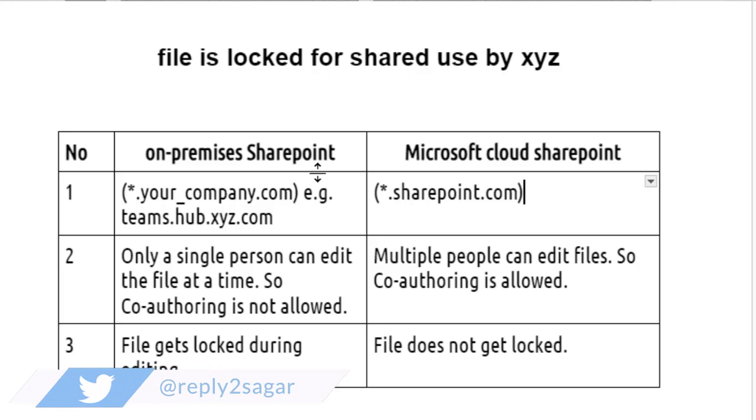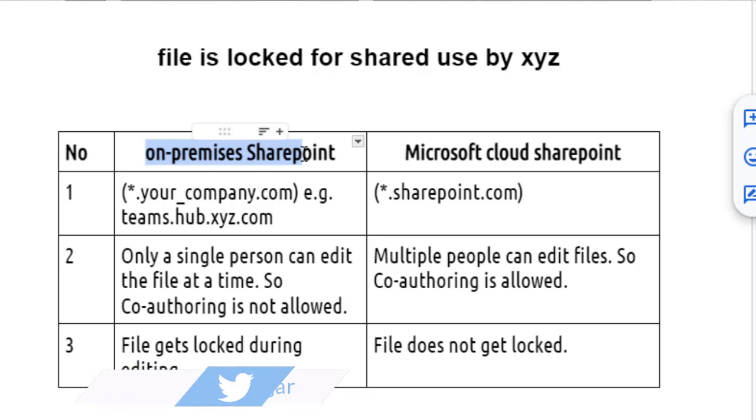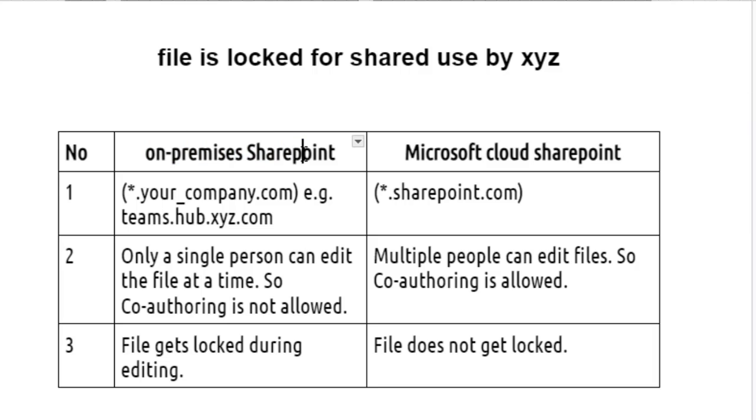And there is another way in which we can use the SharePoint, which is by on-premises. So in on-premises, what happens is that you buy the hardware and software from the Microsoft and store those files on your local servers within your premises, within your organization. So what happens is that if you store the files in on-premises SharePoint, then those files cannot be co-authored. Co-author means multiple people cannot edit that file. Only a single person can edit the files if it is stored in the on-premises SharePoint.